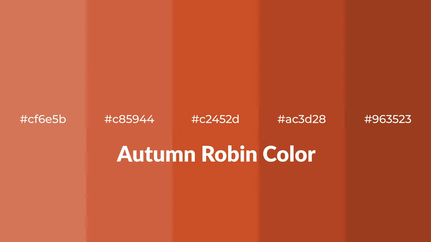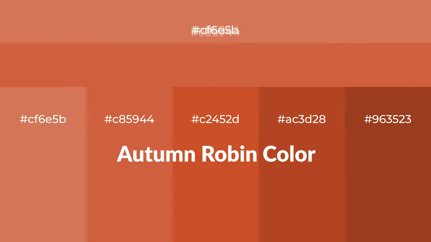Warm shades of autumn robin. Color with orange hue for your next project. To generate tints of a color, we add white to the color. And tints create light and exquisite emotions.